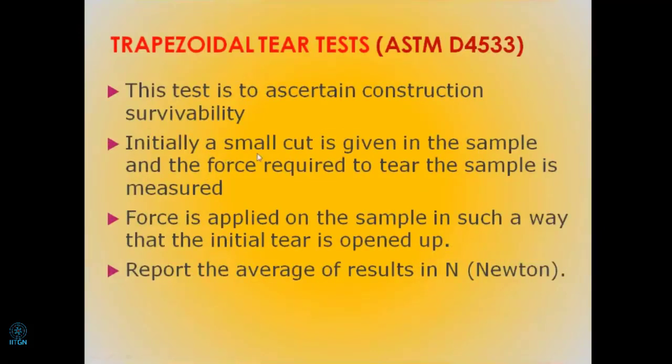So initially a small cut is given in the sample at the bottom and the force is applied. The force required to tear the sample is measured, and force is applied on the sample in such a way that the initial tear is opened up. Then again, the average of the test results is reported in terms of Newton only.